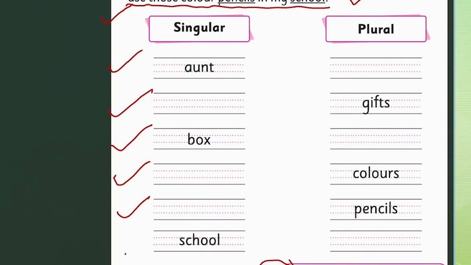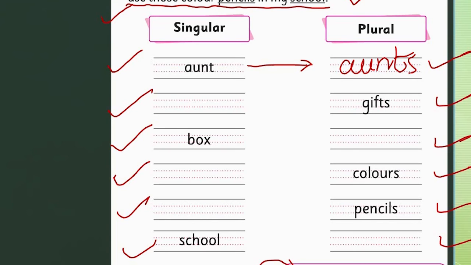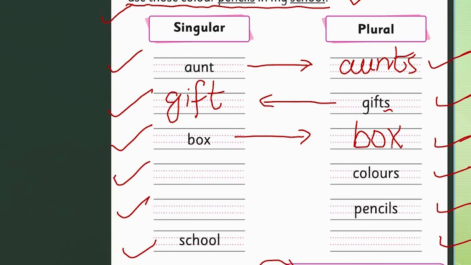Singulars, plurals. Let's see what's missing and let's see what we have to add here. Aunt. One aunt, more aunts. Gifts, gift. I'm writing it a little bigger than the lines, but you have to write between these 4 lines. Box, boxes. Now for the word box, we're going to add ES.